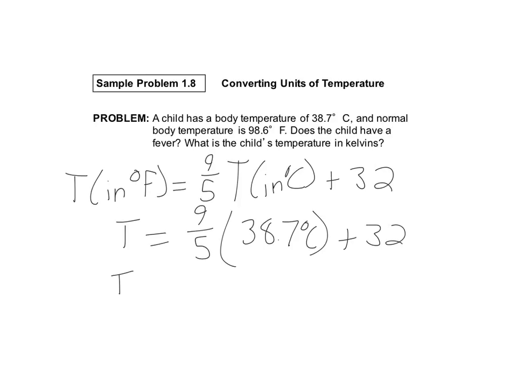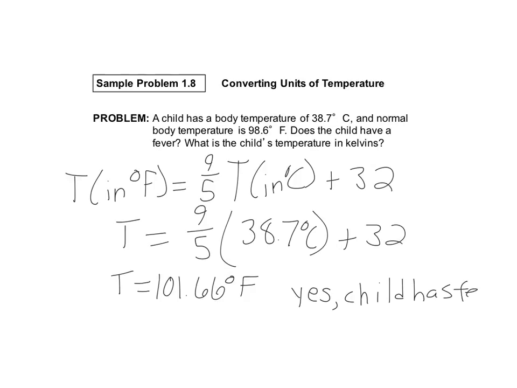So let me type that in my calculator and let's just see what I get. 9/5 times 38.7 plus 32. Alright, so I got 101.66 degrees Fahrenheit. So to answer the very first question, yes, the child has a fever. Okay, so that's the first part.